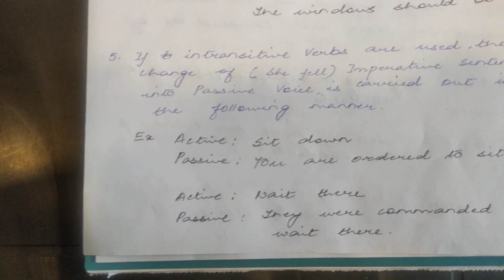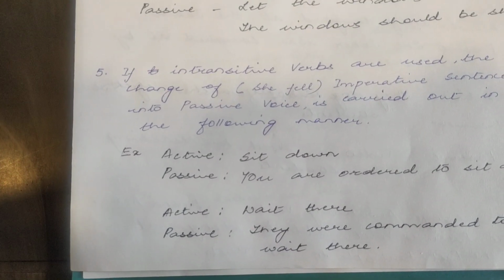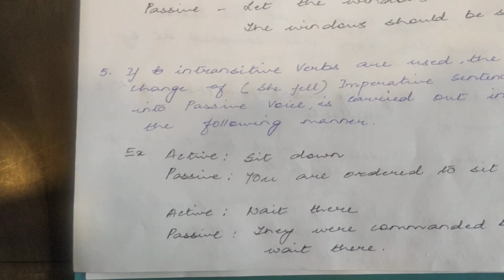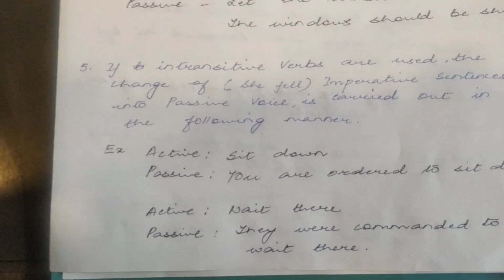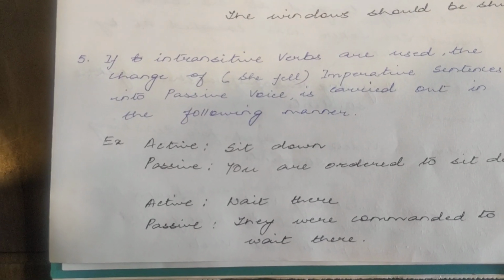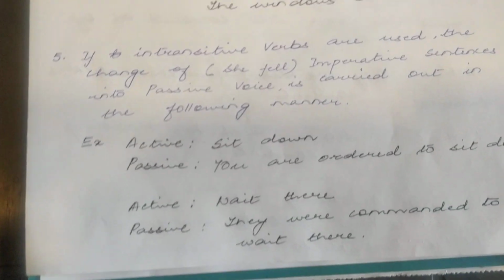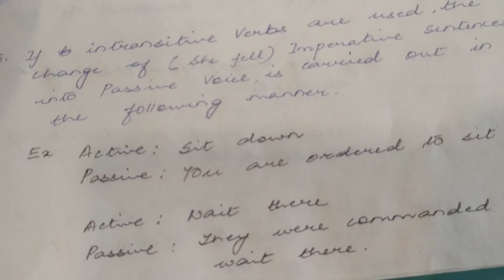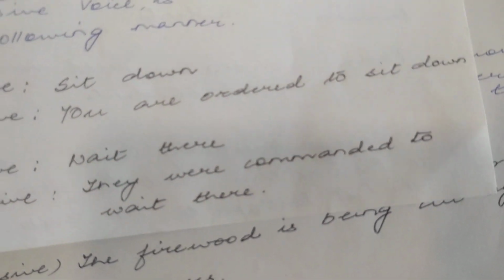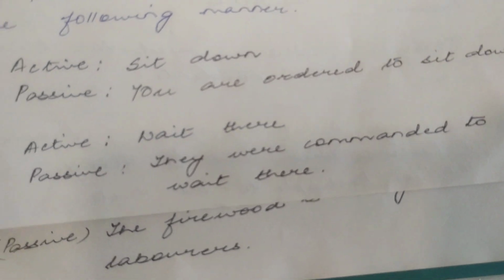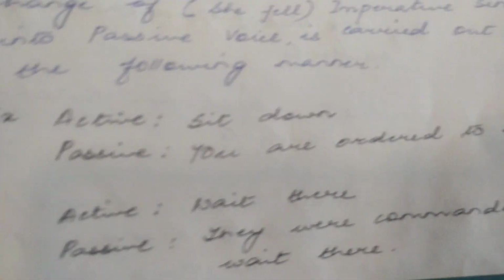The next point we deal with is, if transitive verbs are used, the change of imperative sentences into passive voice is carried out in the following manner. We have the example sit down, and here we change into passive as you are ordered to sit down. The next example is wait there. In passive we say they are commanded to wait there.